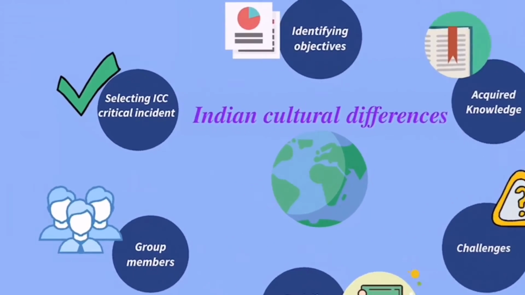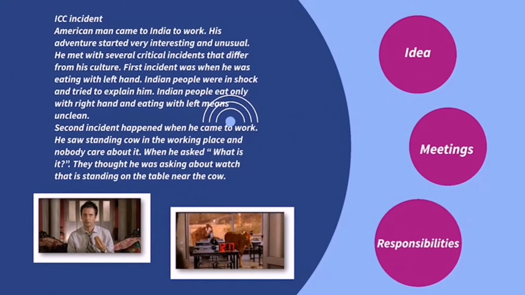So let's briefly describe our critical incident that we chose. Our first critical incident is about an American man who came to India to work. His adventure started very interesting and unusual. He met with several critical incidents that differ from his culture. First incident was when he was eating with his left hand. Indian people were in shock and tried to explain to him. Indian people eat only with the right hand, and eating with the left means unclean.